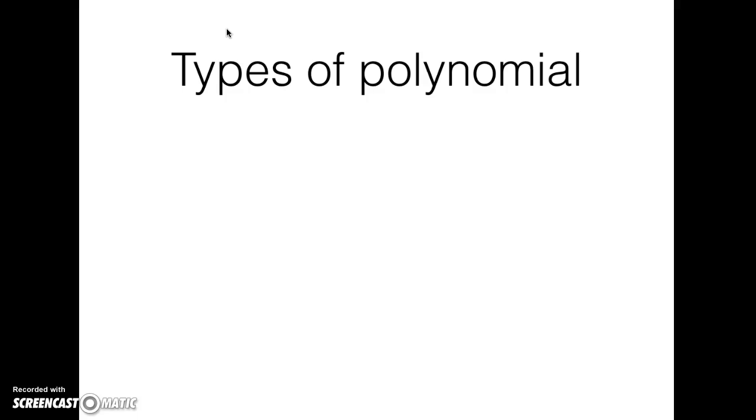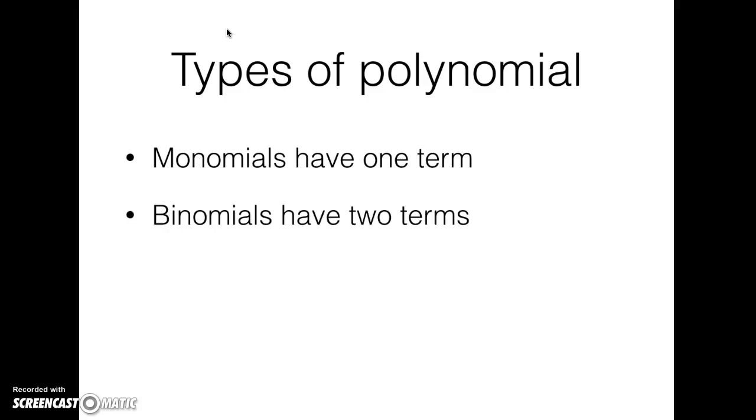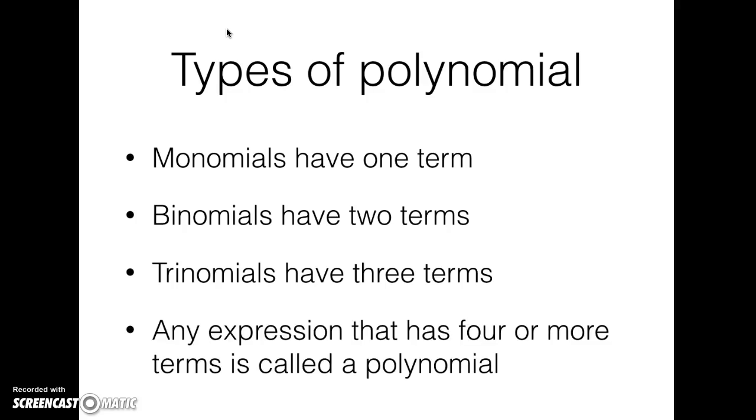There are 4 different types of polynomials. The first is a monomial that has 1 term. The second is a binomial, which will have 2 terms. The third is a trinomial that will have 3 terms. And any expression that has 4 or more terms is called a polynomial. And each of the terms will be separated either by a plus sign or a minus sign.